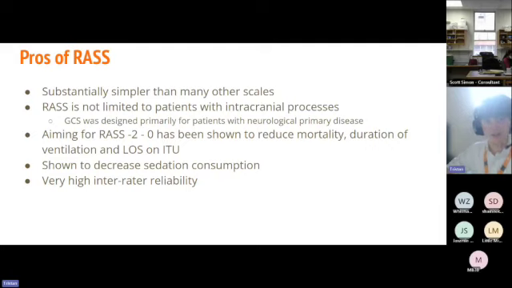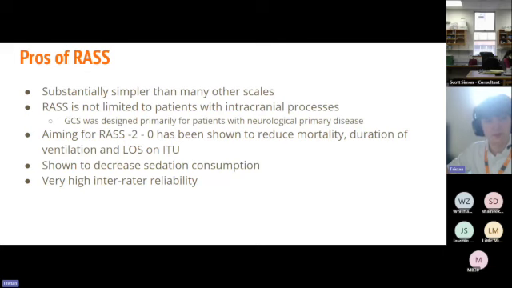Aiming for a RASS score of -2 to 0 has been shown to reduce mortality, duration of ventilation, and also length of stay in ITU. So obviously it's very important for patients to have good measurements on their sedation, and RASS is a good score for it. And it decreases the amount of sedatives that are used over time in these patients. And also, it's got very high inter-rater reliability.